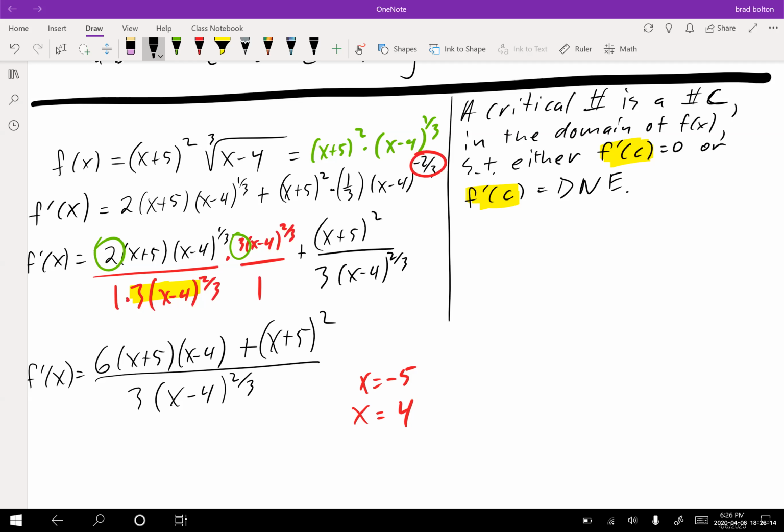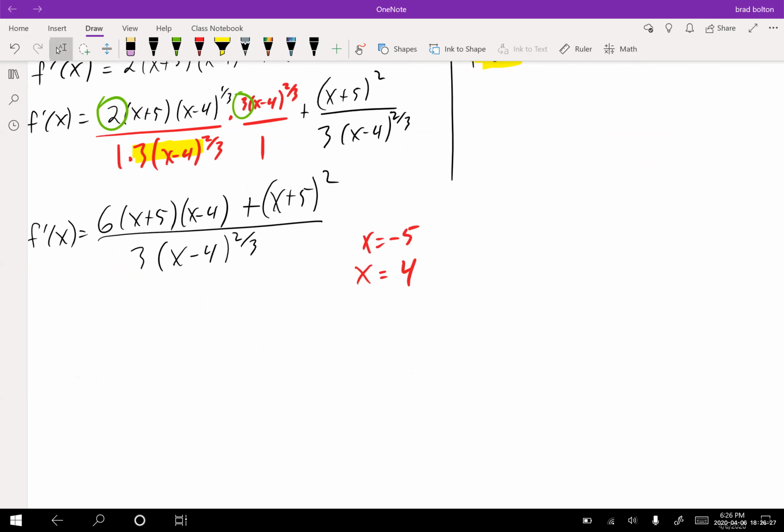Okay, everybody okay with this so far? So hopefully this is making sense. Now the thing is, instead of foiling all this out, which you could do and it would work, a lot of times it's easier to just factor this out. So we're just going to say f prime of x is equal, let me see here.